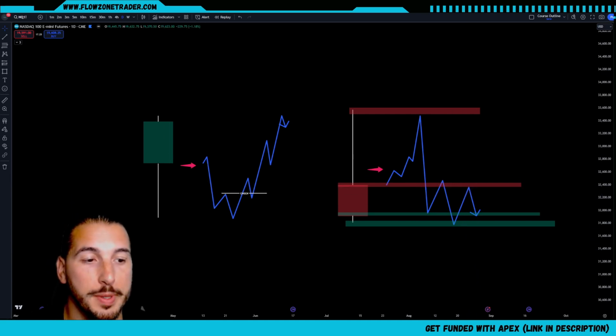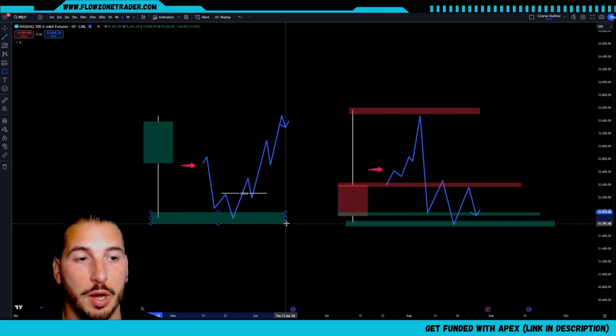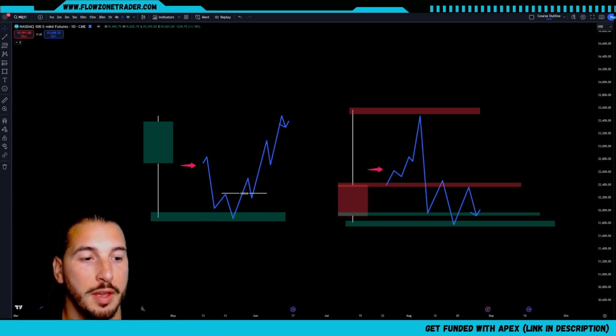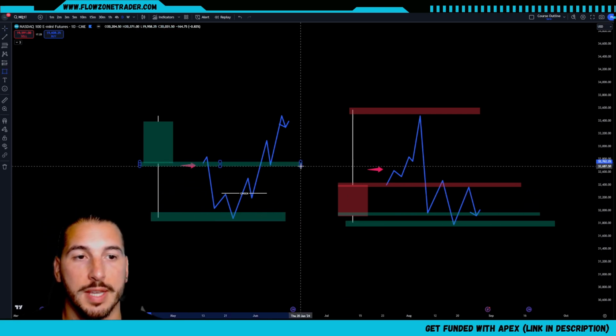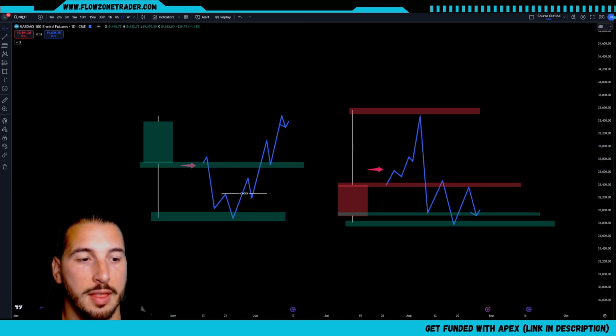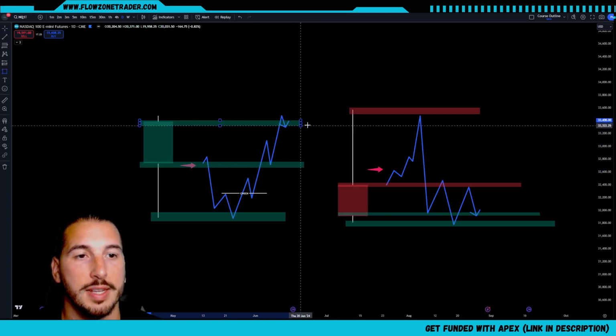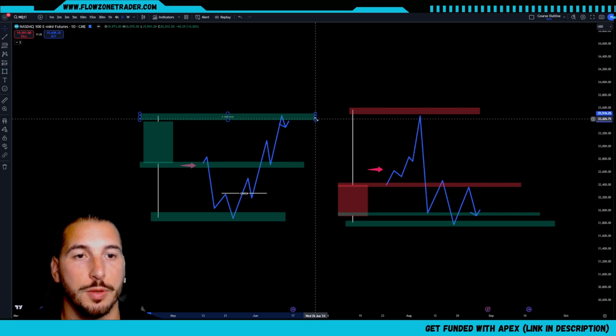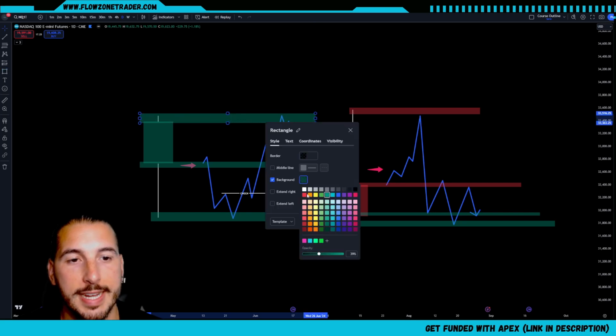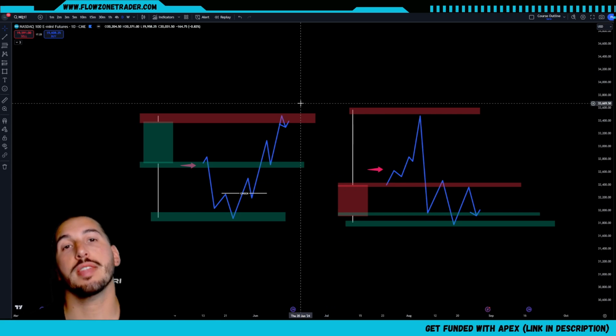If I do the opposite right here, all right, this is where buyers stepped in, level 1. This is where buyers stepped in, level 2. And this right here is where the sellers stepped in. On this one, I'm just going to do it as one big level to make it nice and clean and easy. All right, and that's how I think about S and R, all the time.